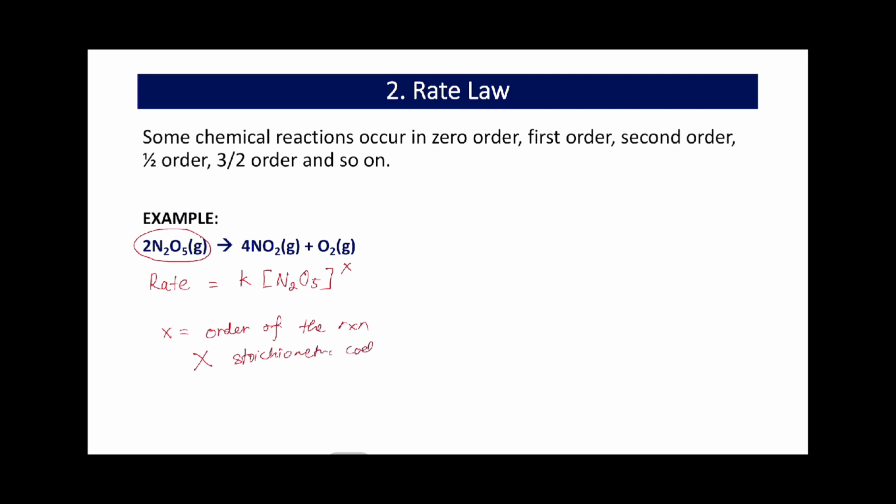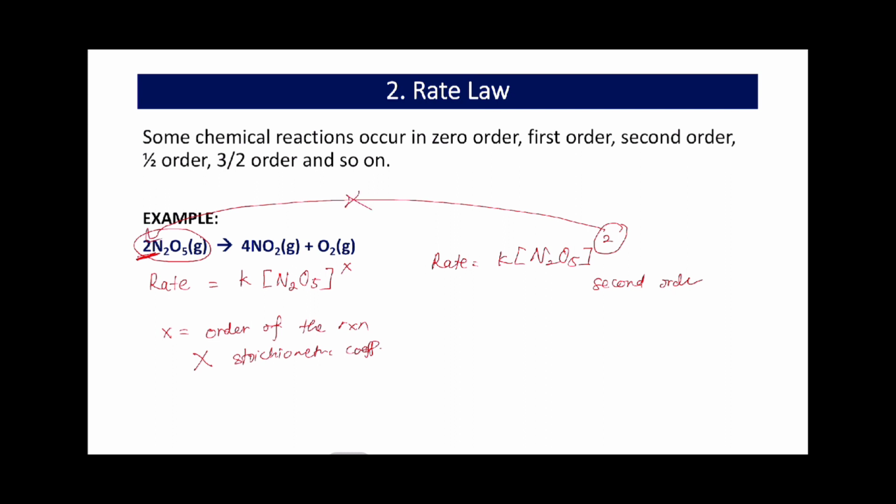This value of X is not from the stoichiometric coefficient. For example, the stoichiometric coefficient is 2. Let's say we write rate equals K concentration of N2O5 to the power of 2, meaning that it is second order. And we get this value experimentally. This value does not indicate the stoichiometric coefficient.